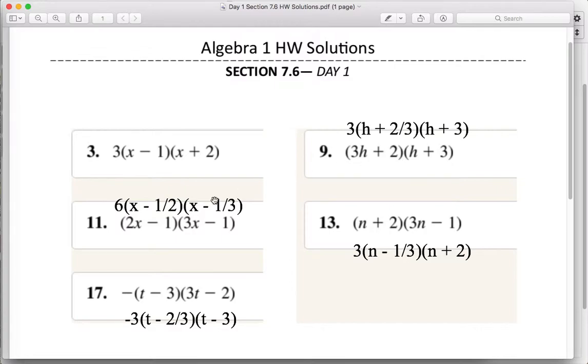Question number 11 would have been a 6 times the quantity x minus a half times the quantity x minus a third. To get rid of the halves, the book distributed a 2. To just get rid of the thirds, the book distributed a 3, and the reason they can do that is because 6 is 2 times 3. That's how they broke that one up.